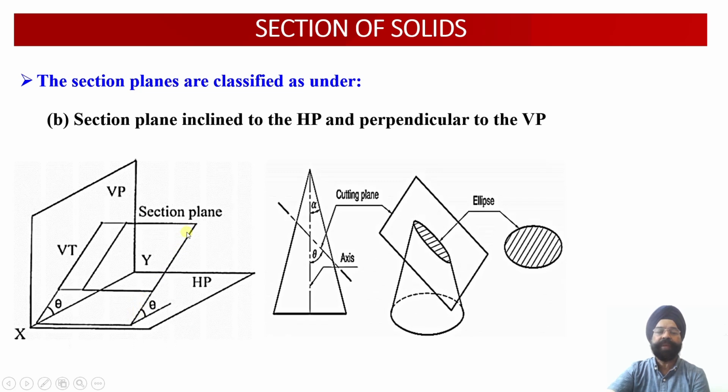So usually we will be saying that a solid, which may be a prism, a pyramid, a cone, or a cylinder, has been cut by an AIP. The moment we say that it has been cut by an AIP, it means that the solid has been cut by a cutting plane which is perpendicular to the vertical plane, but inclined to the horizontal plane at a given angle.